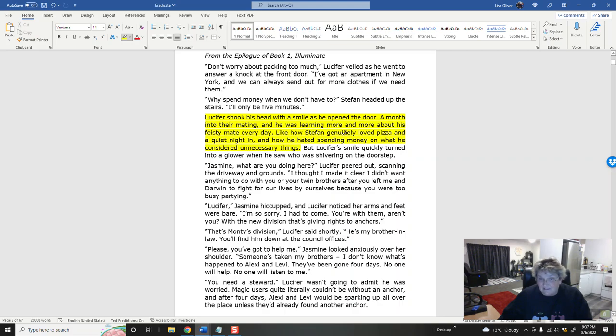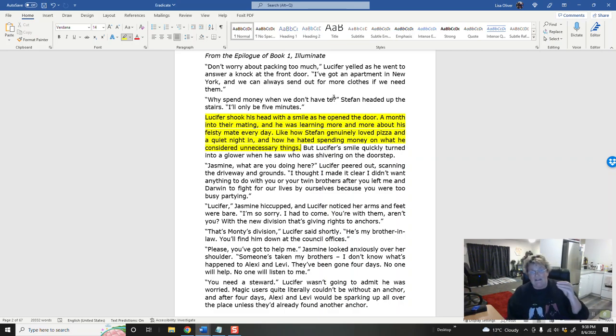And one of those things is, based on that, why spend money when we don't have to? So we're already explaining to the reader that Stefan is one who doesn't like to spend money unnecessarily, but Lucifer then carries on that thought, because it's sort of a transition thing where he goes to open the door. I could probably have discussed the decor instead. I could have mentioned the weather. I could have done a whole stack of things. But this is the epilogue from the previous book, and the reader already knows a lot of that stuff. So I put this in instead.